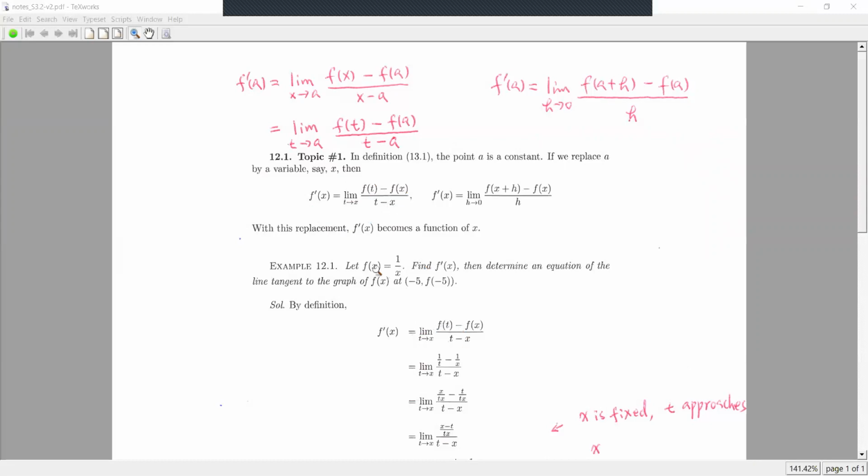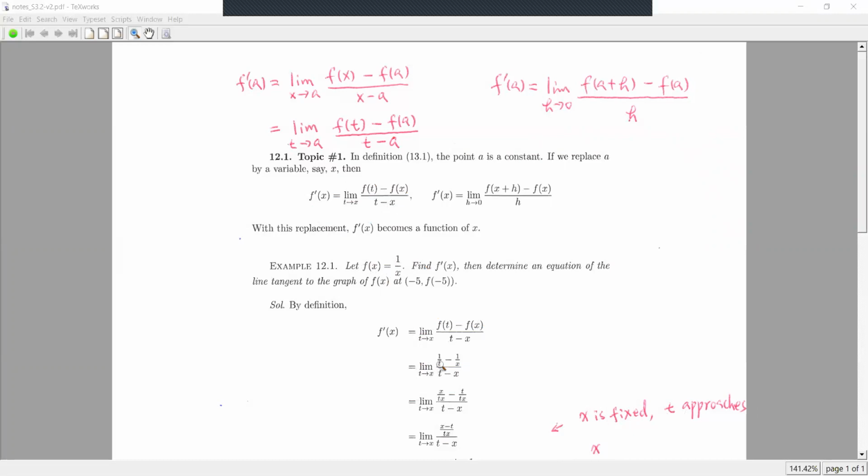F of t, plug in t in the x here, then f of t is 1 over t. So 1 over t here. Minus f of x is 1 over x. In this limit, x is fixed. T is approaching x. To find this limit, I can use direct substitution. Plug in x in t.